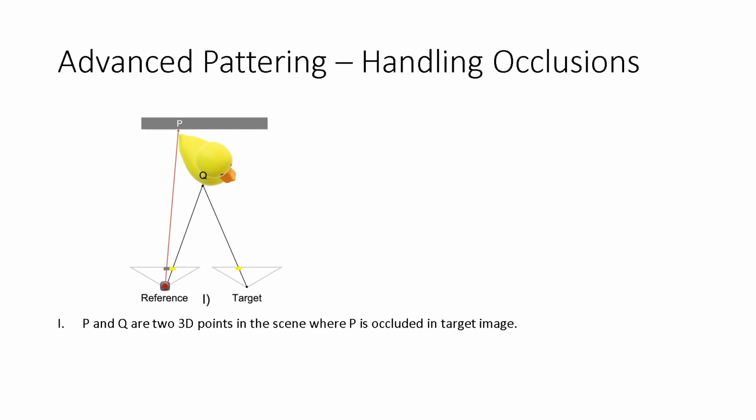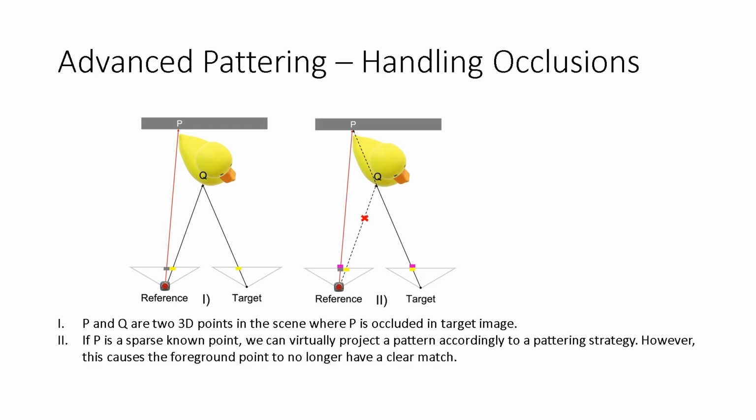Occlusions are an intrinsic product of the stereo system, as each view sees the scene from a different perspective. In particular, known depth seeds that are visible in the reference view but occluded in the target view could lead to ambiguities. In this example, known point P is virtually projected according to a patterning strategy. However, as P is occluded in the target view, the virtual projection covers the original foreground content Q. Consequently, the foreground endpoint has no longer a clear match.